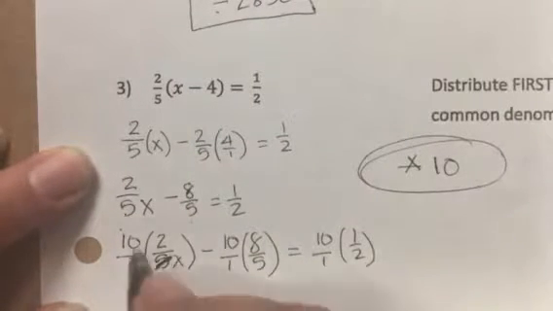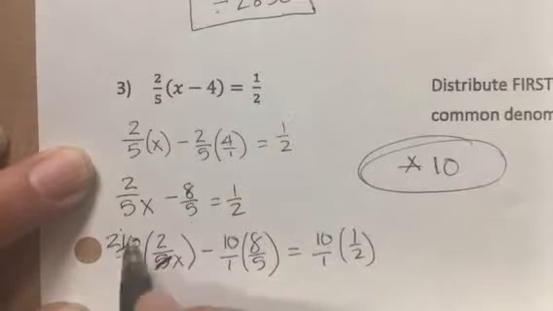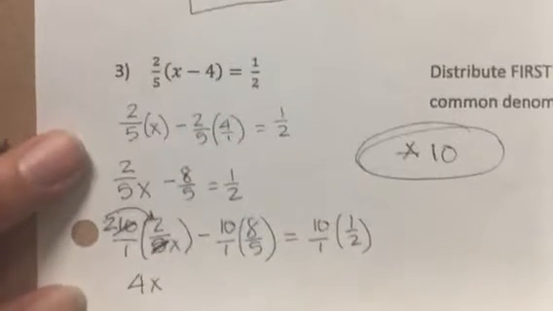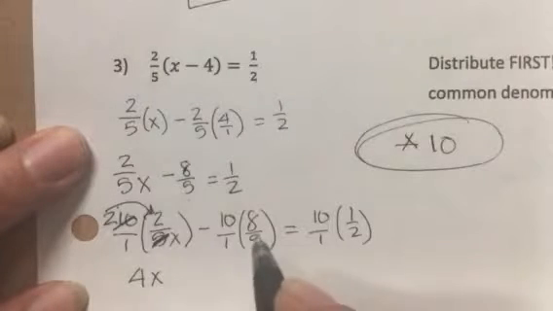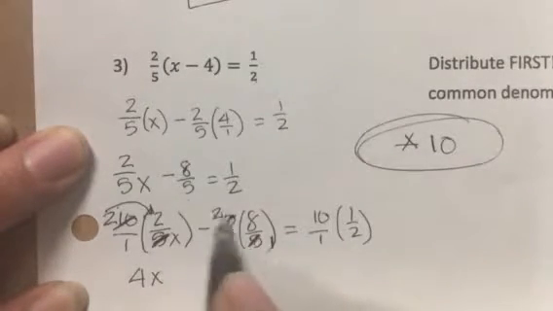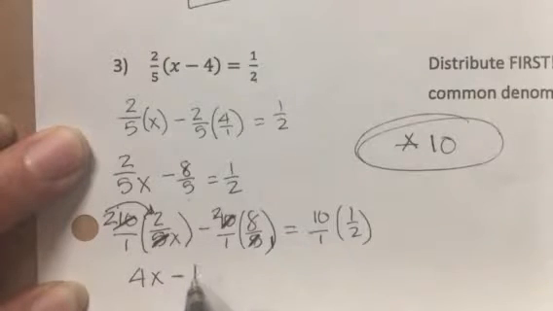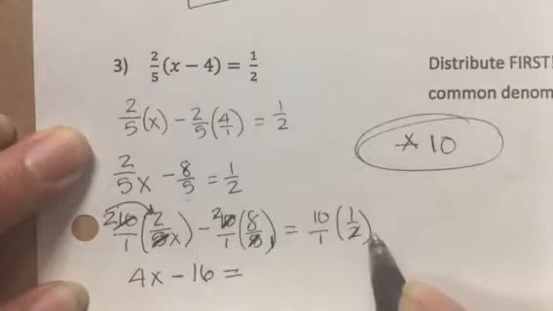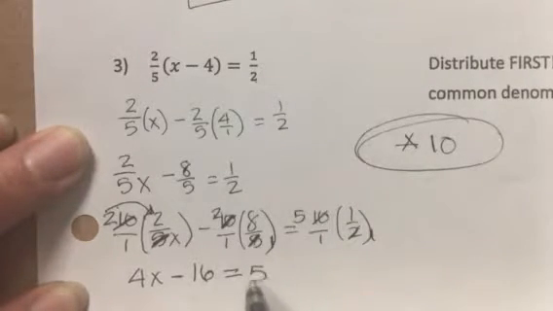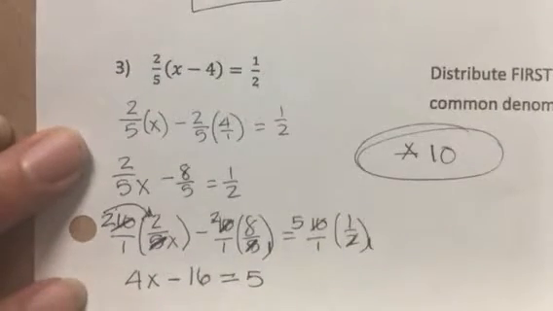5 will go into itself one time. 5 will go into 10 two times. 2 times 2 is 4, and that has an x term on it. 5 will go into itself one time. 5 will go into 10 two times. 2 times 8 is 16 equals 2 will go into itself one time. 2 will go into 10 5 times equals 5. So I really have 4x minus 16 equals 5.